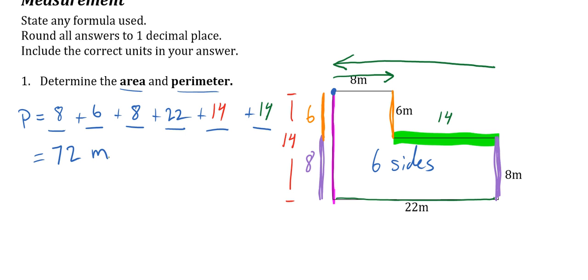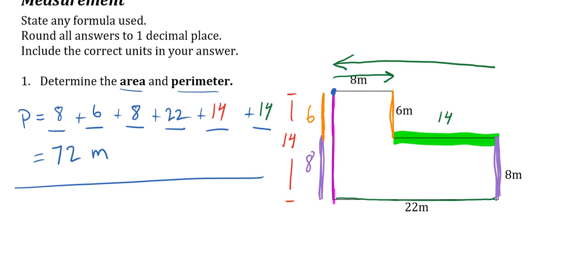Now the next one, area. I'm just going to draw a line here, and I'm going to do area below. Area is very different, okay? And I have to make sure I don't mix up the two different procedures. So I can't do area the way I do perimeter, and I can't do perimeter the way I do area. So you've got to make sure you get these separate.